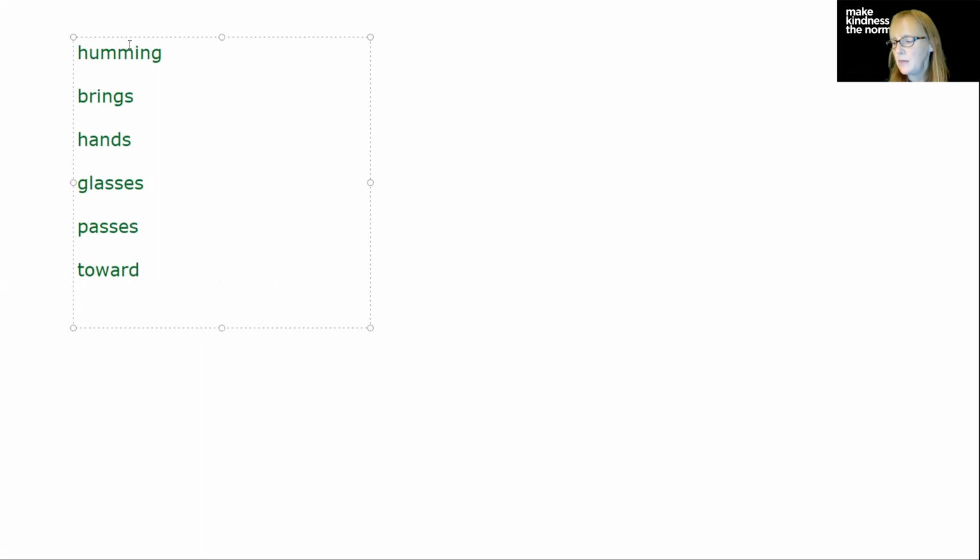Okay, let's write the word eggs, eggs. The chicken laid lots of eggs. Here we have a double G, and then of course we add the S at the end.